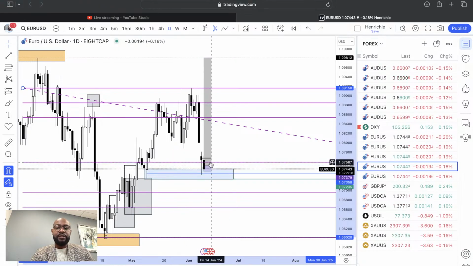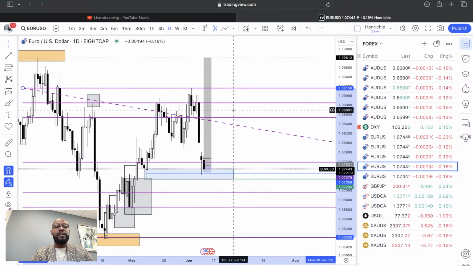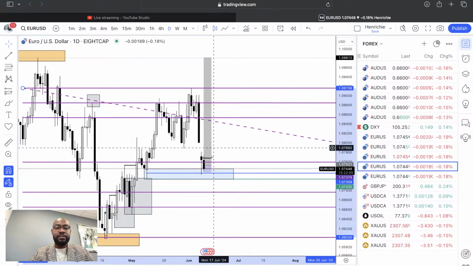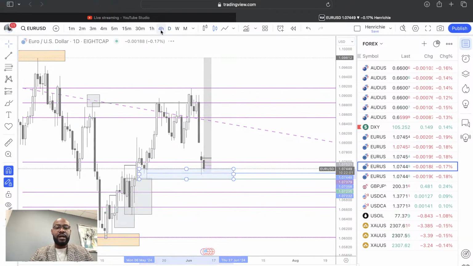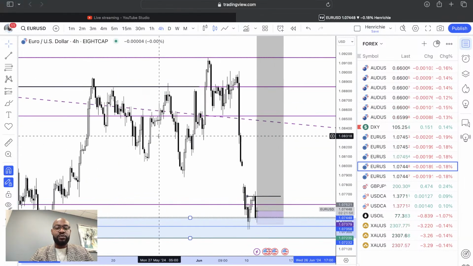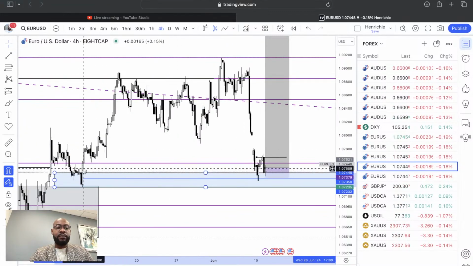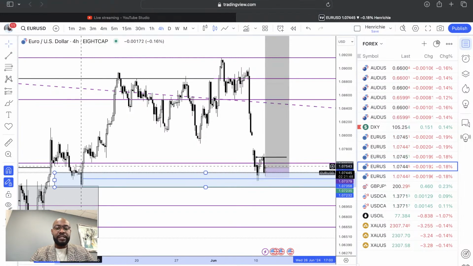The moment price came into the discount position, we're looking for a potential 30 minutes, 15 minutes, and potential 5 minutes shift in market structure to the upside. And then we're looking for buy setups. So as you can see, price came into that key level right there. If we go to the 4-hour time frame, we can see it a little bit clearer. On the 4-hour time frame, we can see there's an inefficiency resting right there, and you can see how price mitigated it.